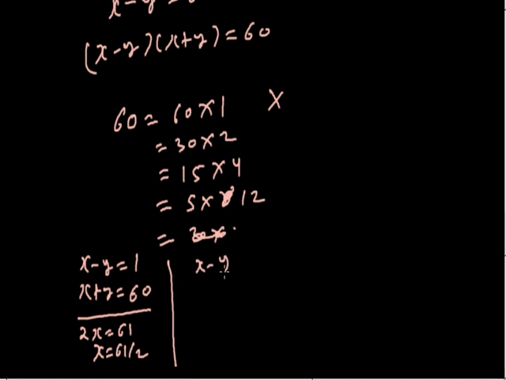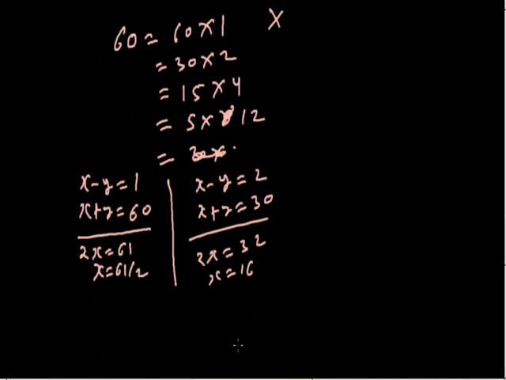So we go for the second option, that is 30 and 2. Let's say x minus y is equal to 2 and x plus y is equal to 30. Now when we add these two, we get 2x equals 32. That is x equals 16, and we get y equals 14. So this is a possible option.